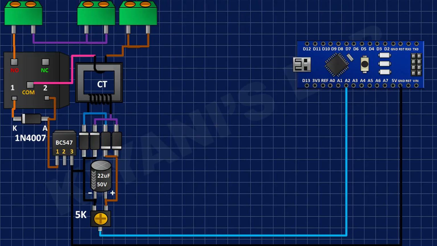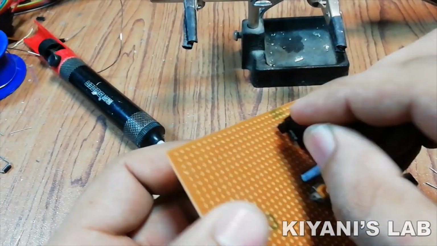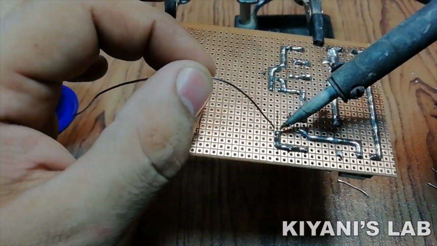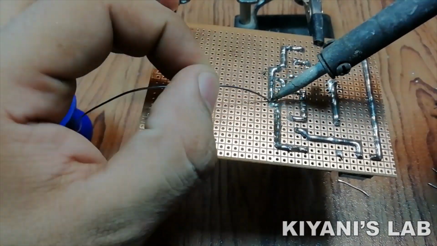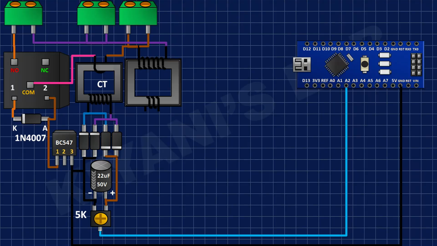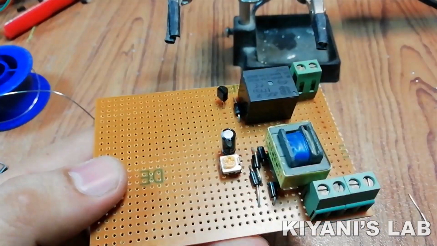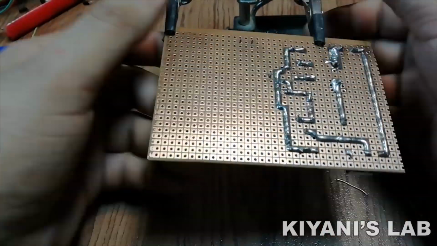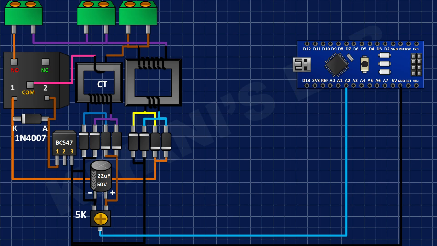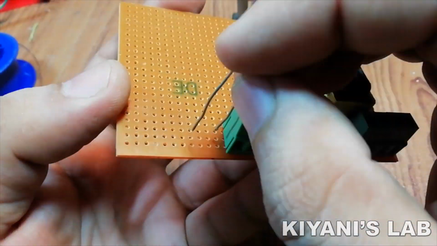Then I connected pin number 1 of BC547 transistor to coil pin of relay connected with the anode of diode and its pin number 3 to ground. Then I connected a 12 volt transformer as shown in the diagram. Then I connected 4 diodes in bridge configuration to the 12 volt transformer.